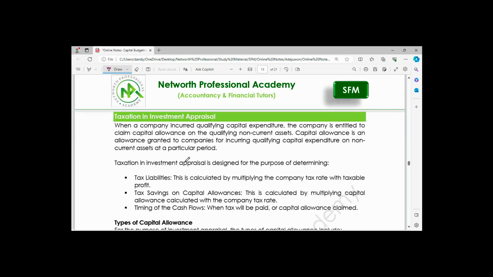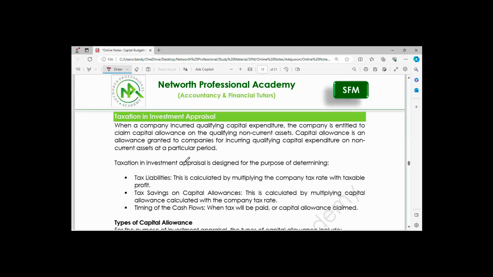To get your tax liability, you just multiply the company tax rate by the taxable profit. That's all. No issue. So let's go to the second one, which is the determination of capital allowance.